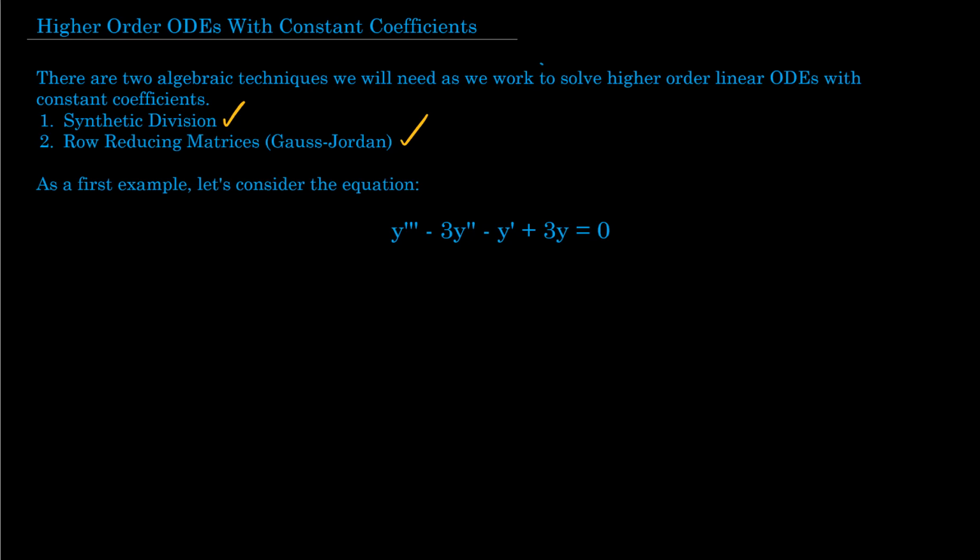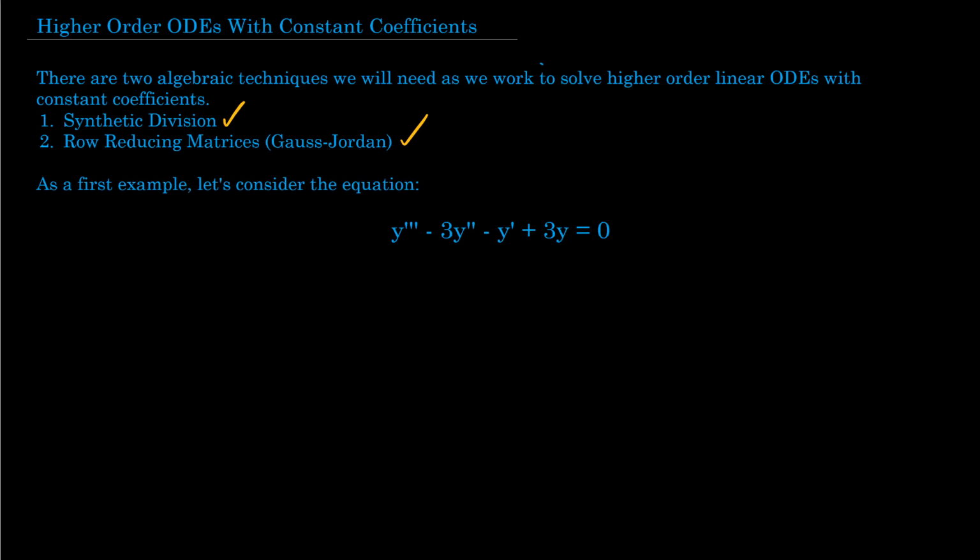As a first example, let's consider the equation y triple prime minus 3y double prime minus y prime plus 3y equals 0. In earlier situations where we just had second order linear differential equations with constant coefficients, recall that we would rewrite this as something like r squared. Well, here we would start it here as r cubed minus 3r squared minus r plus 3, and this would really be r to the 0 power. That's why there was just a constant there.